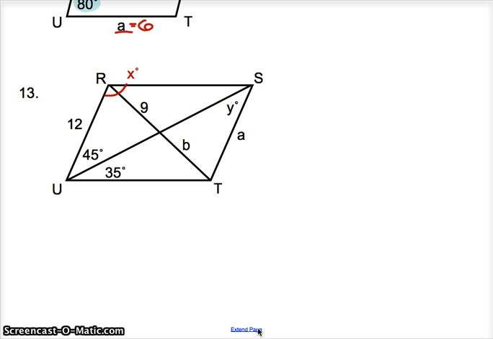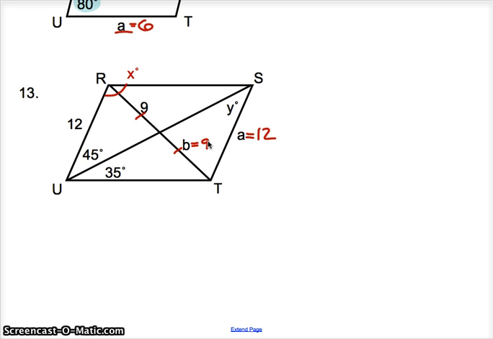So here's another parallelogram. If we start to just look at one piece at a time, I think it makes it a little bit easier. So let's start with A. It's going to equal the opposite side, which happens to be 12. B, I know that diagonals bisect each other, so B should be the same as 9.